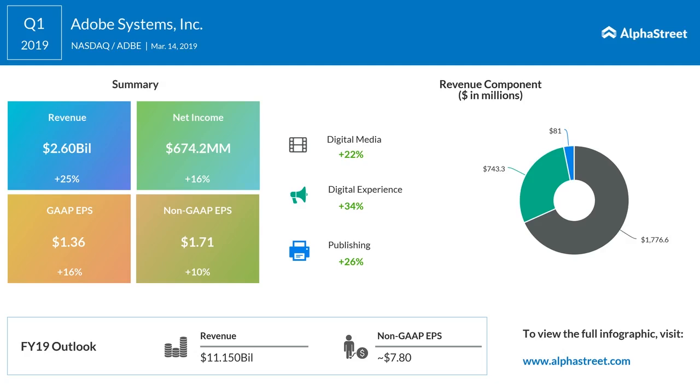Thanks, Mike, and good afternoon. Fiscal 2019 is off to a strong start for Adobe as we delivered another record quarter in Q1. We achieved $2.6 billion in revenue, representing 25% year-over-year growth. GAAP earnings per share for the quarter was $1.36, and non-GAAP earnings per share was $1.71.